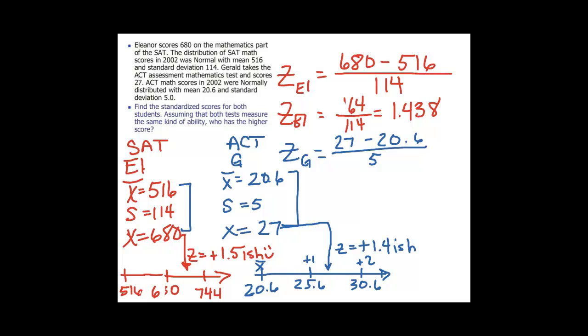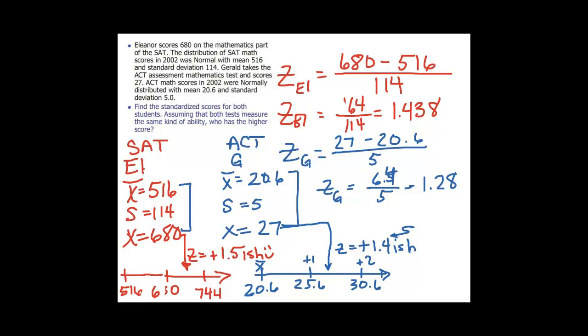Alright, so 27 minus 20.6 is a positive 6.4. 6.4 divided by 5 gives me 1.28, which again is pretty close to my estimate. I was a little high that time. That's okay. Now, from this comparison, I can see the winner.